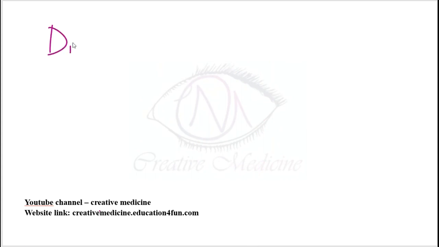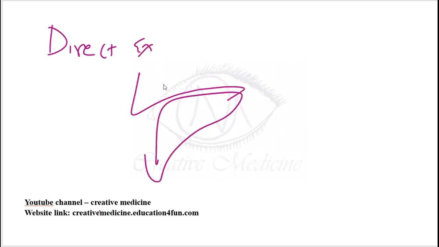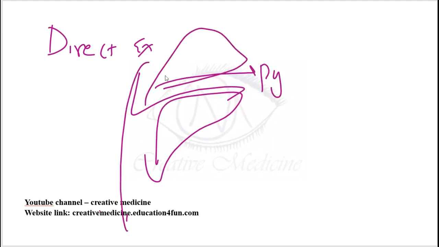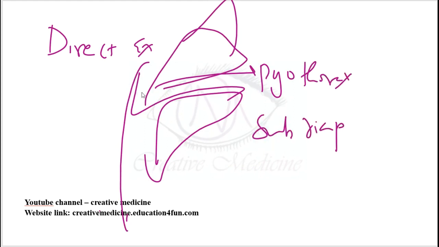So one, it can also be due to direct extension of the infection from the pyothorax. From the pyothorax there can be direct extension of the infection, and there can also be a subdiaphragmatic abscess which could have extended into the liver, or it can be some perinephric abscess around the kidney which would have extended into the liver, or it can be due to acute suppurative cholangitis which extends into the liver.